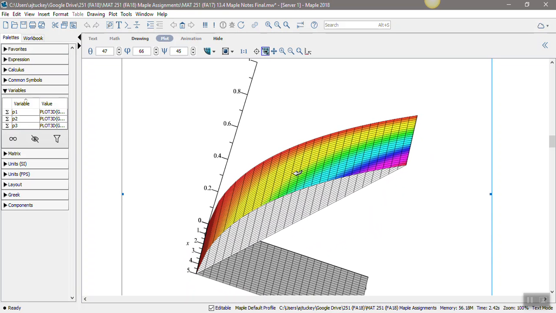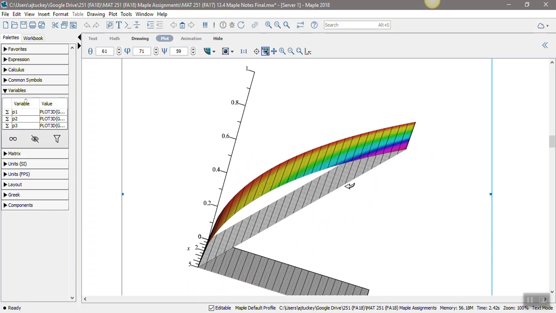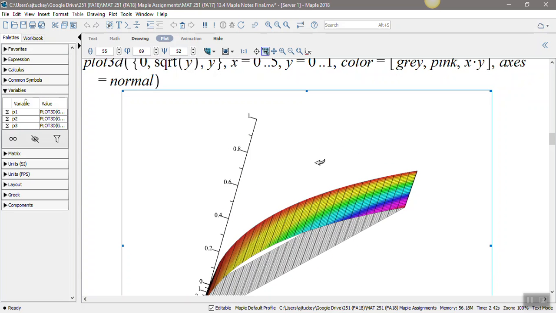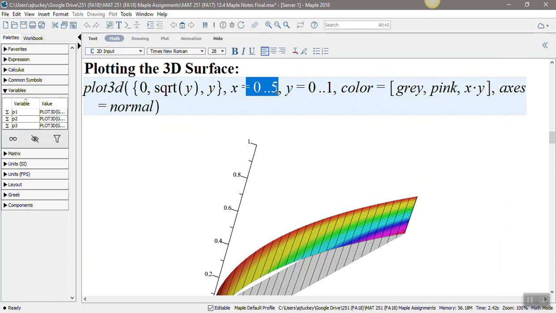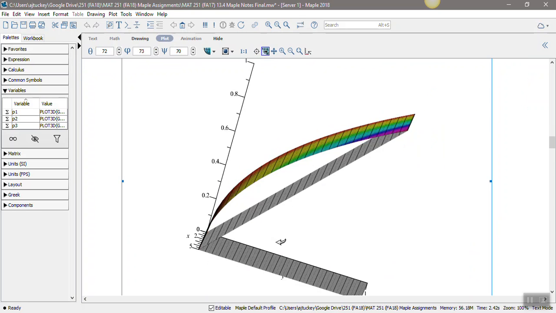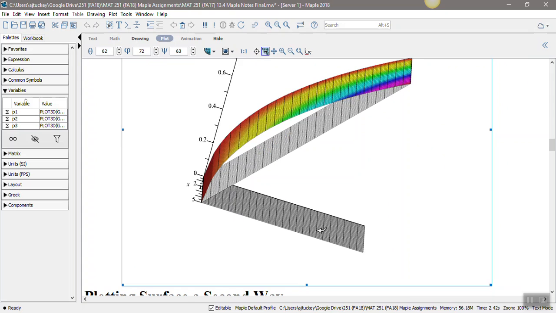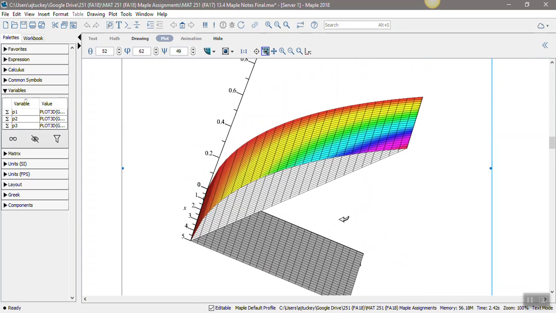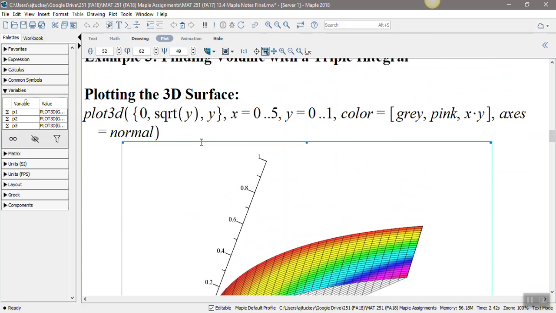And then this curved piece right here, that's like the wing of the plane, is the square root of y. And it goes from 0 to 5 for your x and 0 to 1 for your y, and then I just graphed it. And the other gray part down here is the shadow cast by the intersection of those two functions.